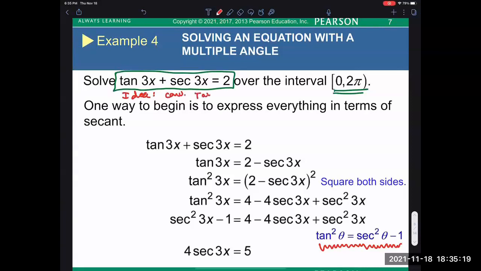Convert tan 3x into secant 3x or vice versa. So the idea is when you're looking at this equation, you think, how can I proceed? Well, I have tan and I have secant, and I really just want to have one kind of trig function. But I know with one of our fundamental identities that I can convert tan to secants or vice versa.